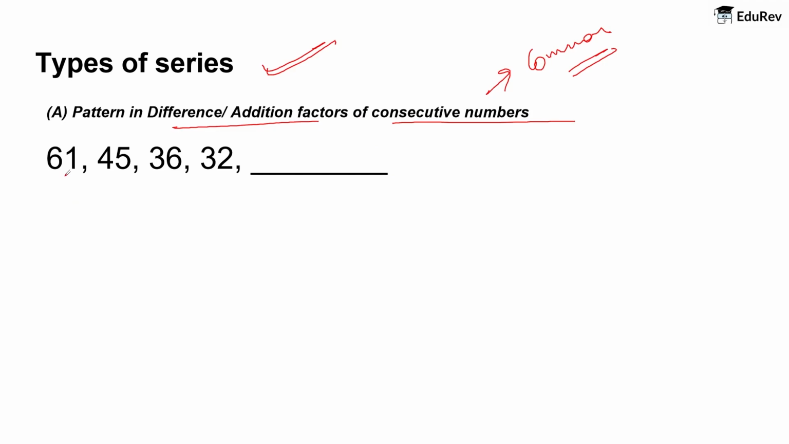So let us discuss how they proceed. Okay, so the series over here says 61, 45, 36, 32. So let us find out what the difference factor is.